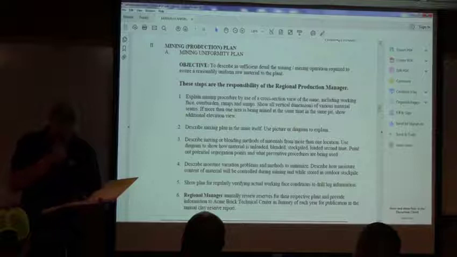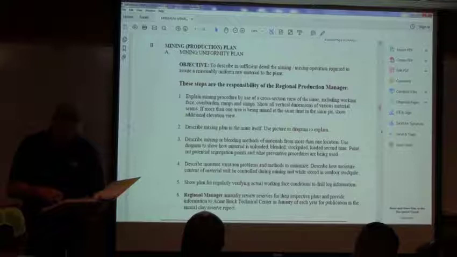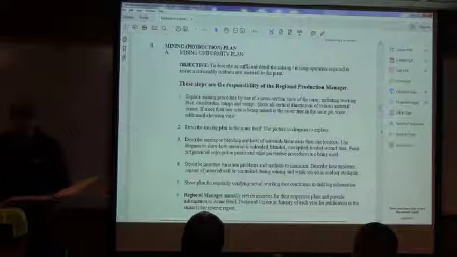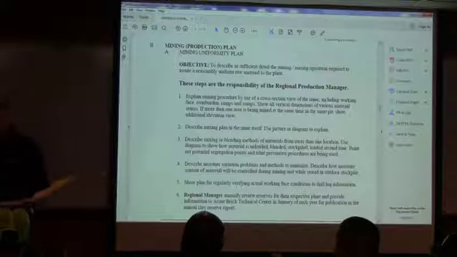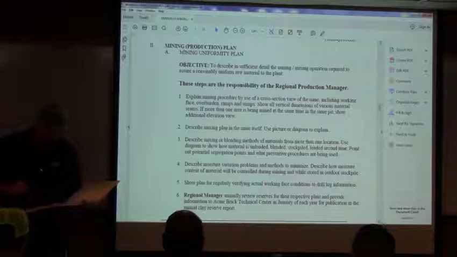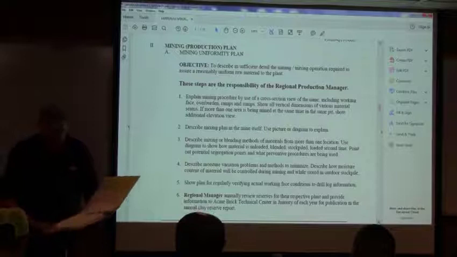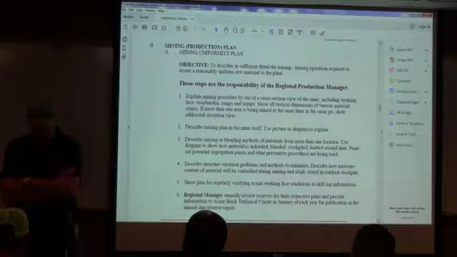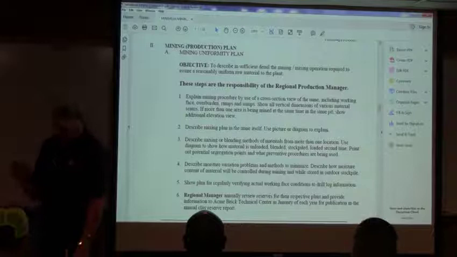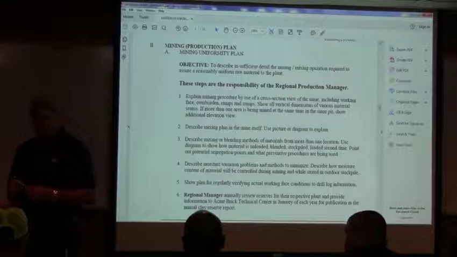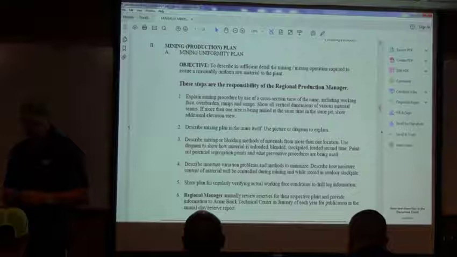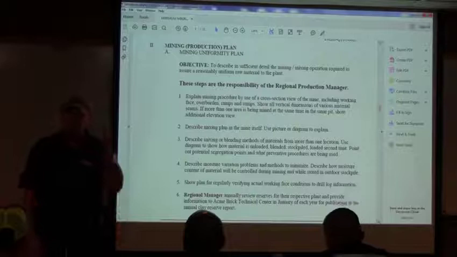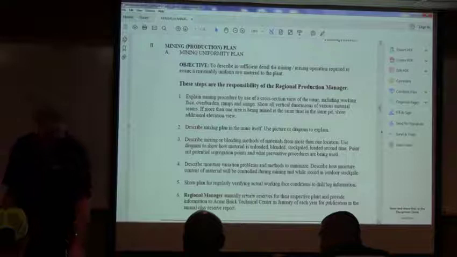Show a plan for regularly verifying actual working face conditions to drill log information. What does that mean, David? Well, compare them to your cross section. That's right. You should always have a really good detailed picture of the formation. That driller over there is describing that material on that log, and Richard is showing you fired results of cross sections. You get to go over to the exposure that you have and verify that, right?